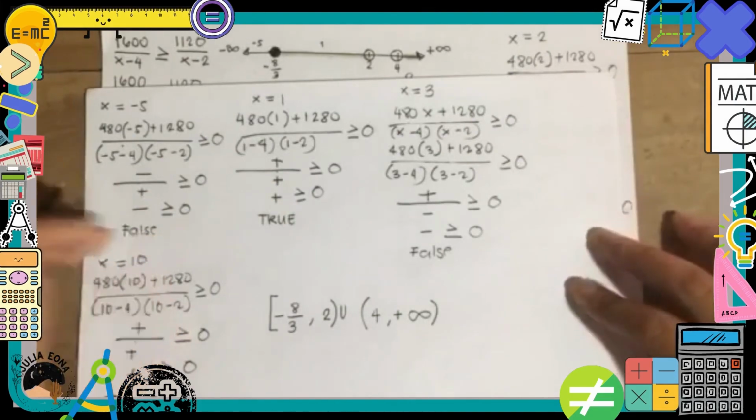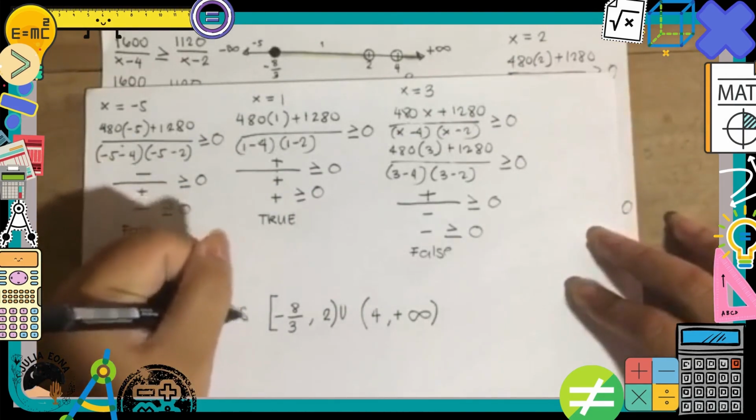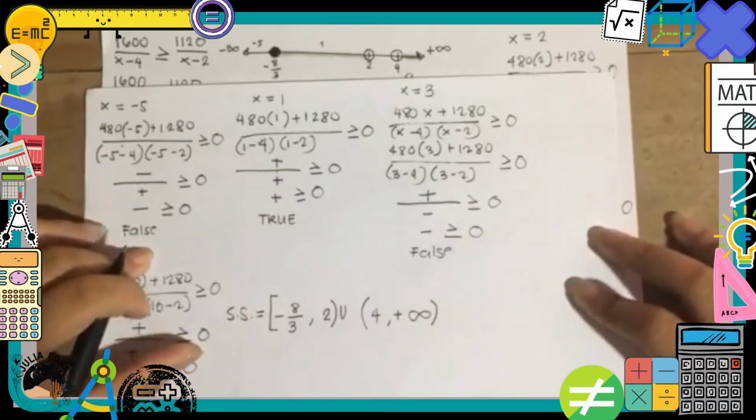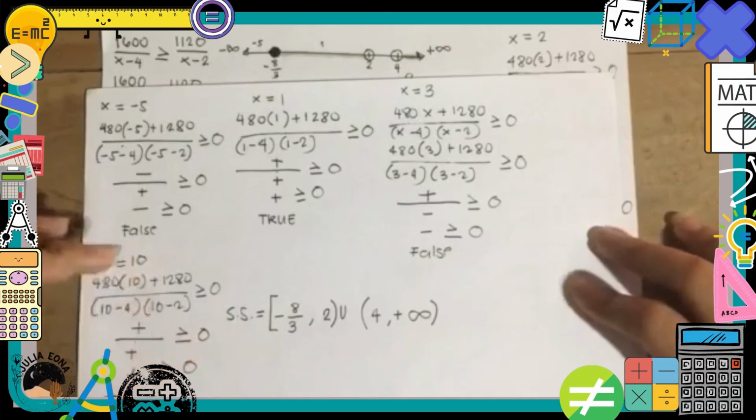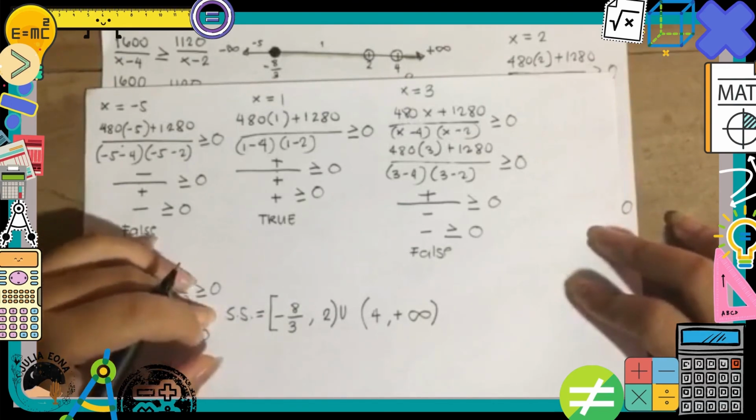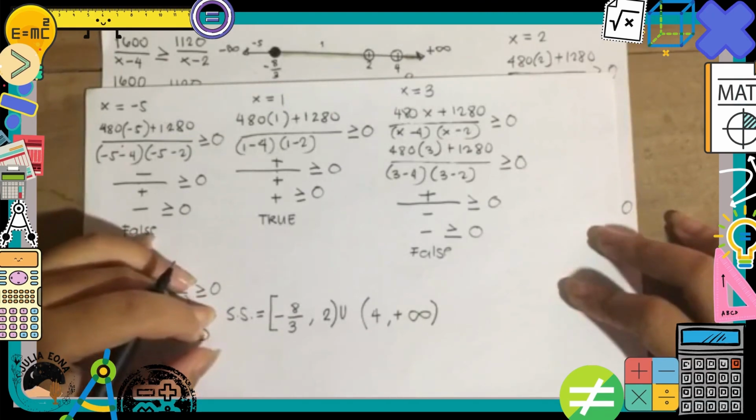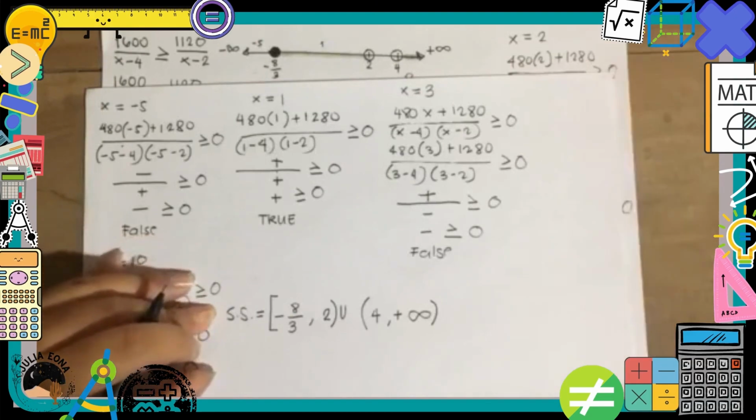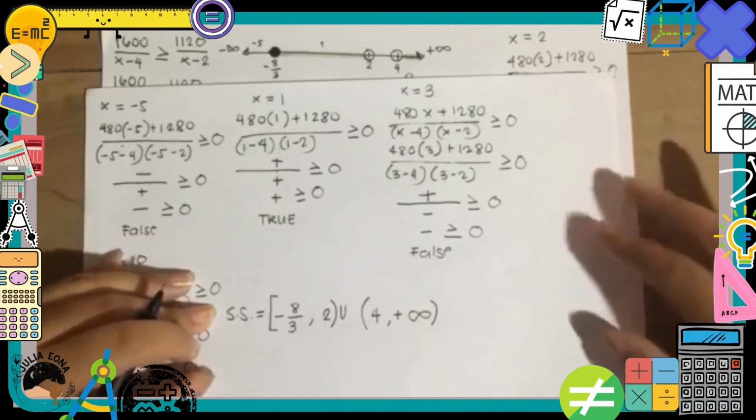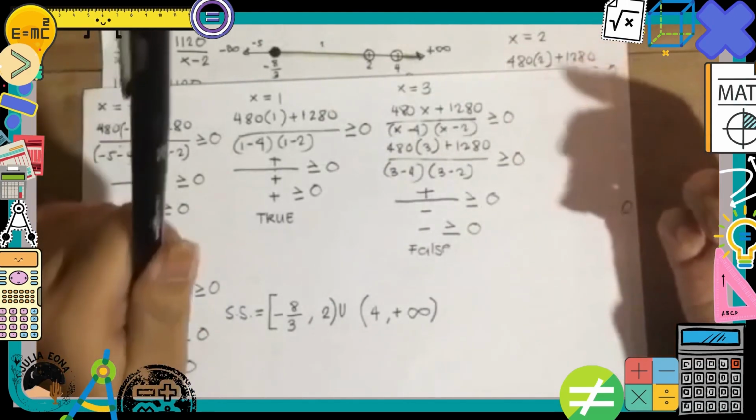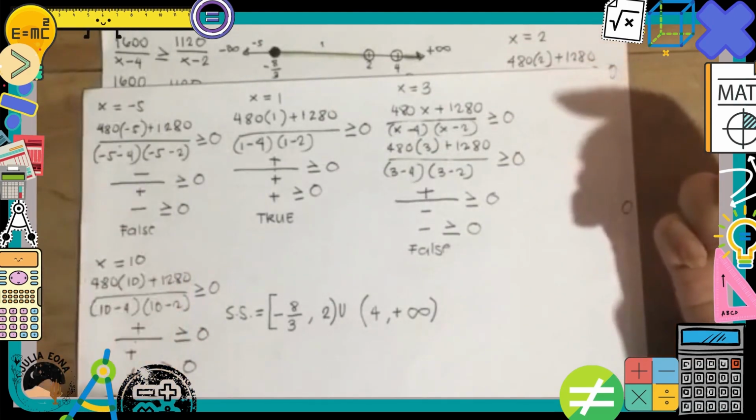Now, how are we going to read this? We're going to read this as: solution set is equal to half open interval from negative 8/3 to positive 2, union of open interval from positive 4 to positive infinity. If you are going to follow these steps carefully, I am absolutely sure that you're going to be able to solve all of your rational inequality problems easily.